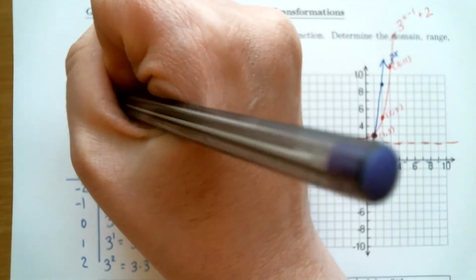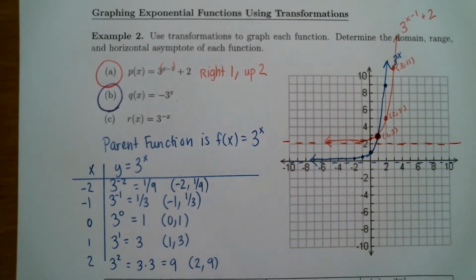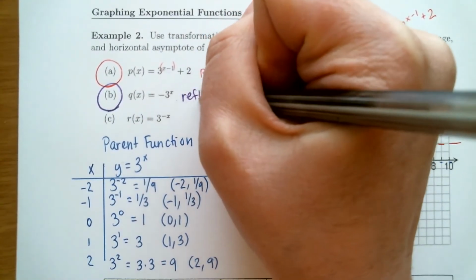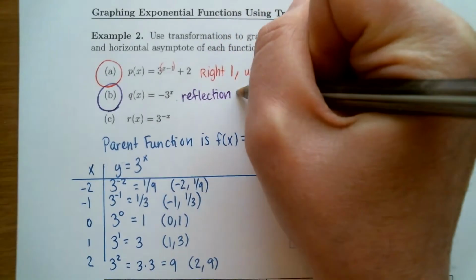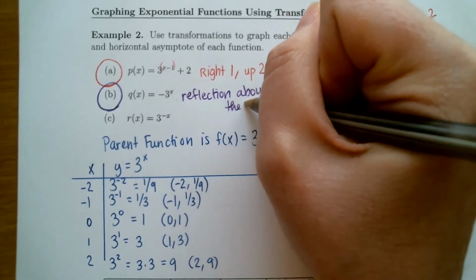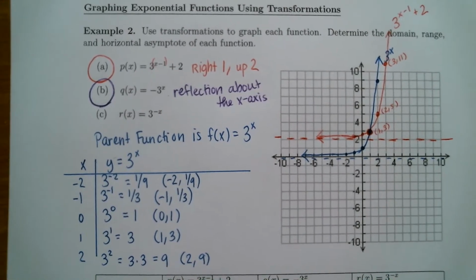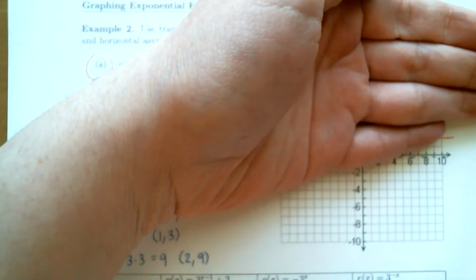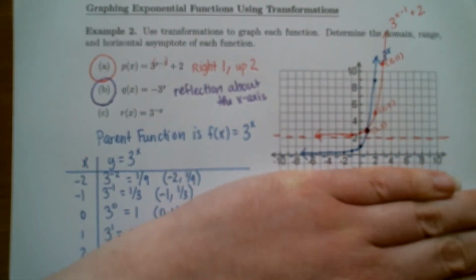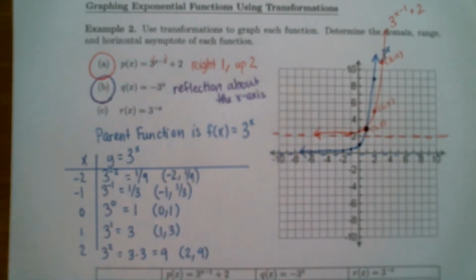x-axis. Okay, I'm going to try to do this one in purple. Hopefully, well, I'm not really sure if that's a clear difference between the blue and the purple. But this is going to be a reflection about the x-axis. Okay, so we're going back to the parent function, which is the blue graph. Okay, and we are going to reflect it about the x-axis. So all you do is imagine taking your sheet of paper and folding it over the x-axis. So the graph is going to come down into quadrants 3 and 4.